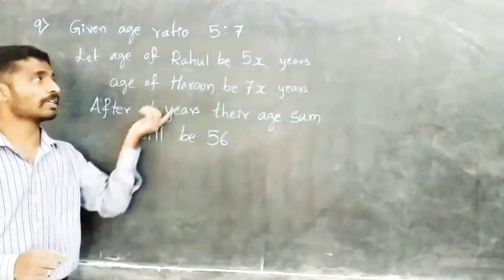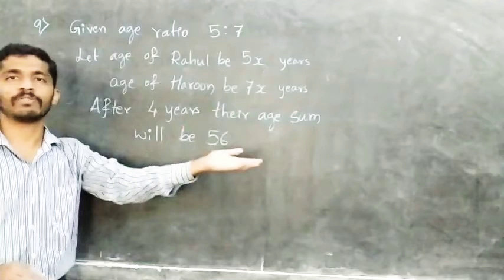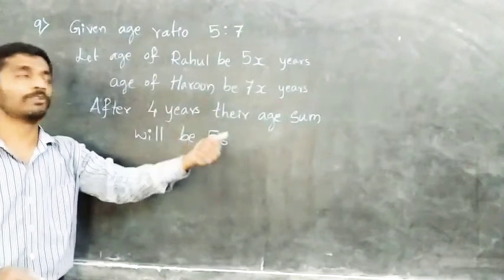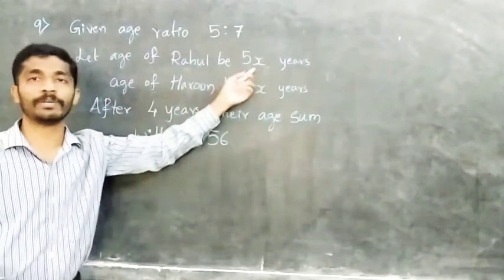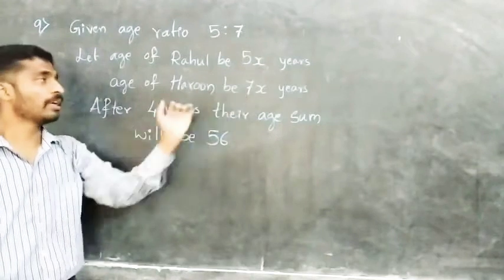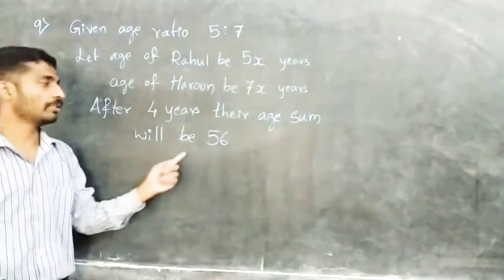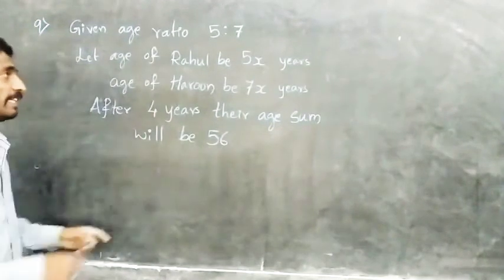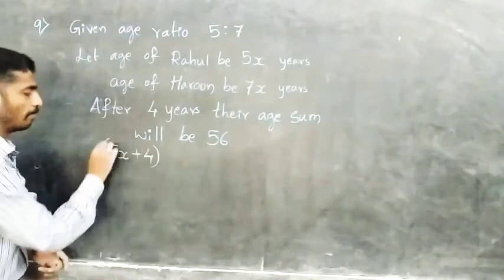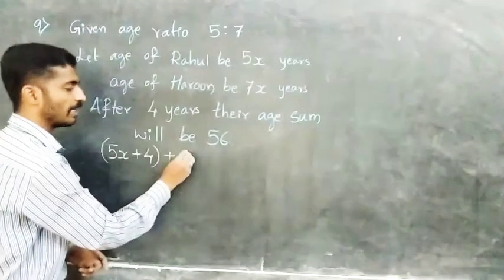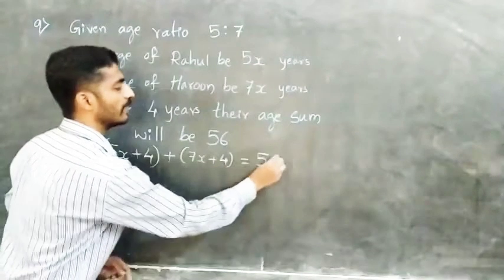So after 4 years means what? If his age is 5 now, then after 4 years it will be 9. But here I am taking 5x, so I have to do 5x plus 4, because it is a variable and we can't add directly. So 5x plus 4, and here also 7x plus 4. If you sum those two, you will get 56. So as per the condition, 5x plus 4 plus 7x plus 4 gives us 56.